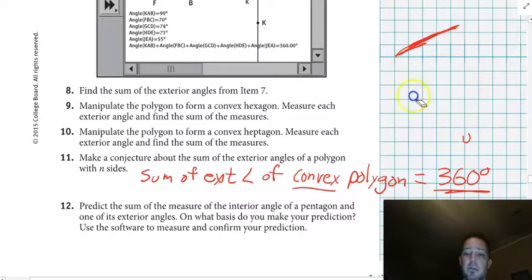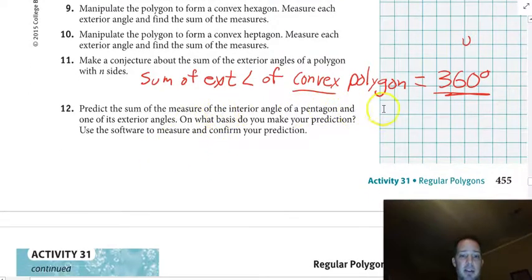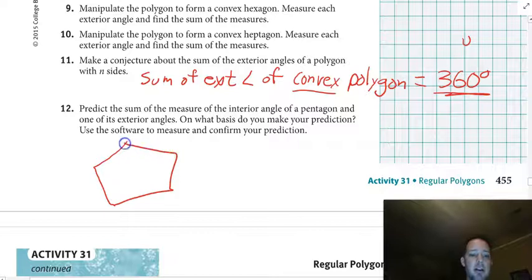Okay, so hey, great. New rule here that applies to the exterior angles. The sum is always 360. It says predict the sum of the measure of the interior angle of a pentagon and one of its exterior angles. Okay, so let's then talk about relationship between the prediction, use software measure to confirm. Let's use a regular pentagon here. What do we know about the sum of the interior angles?